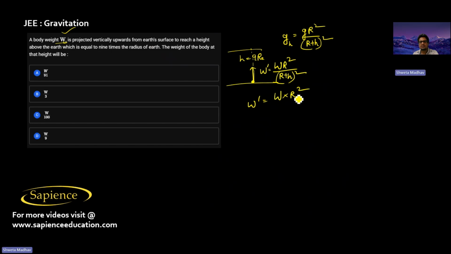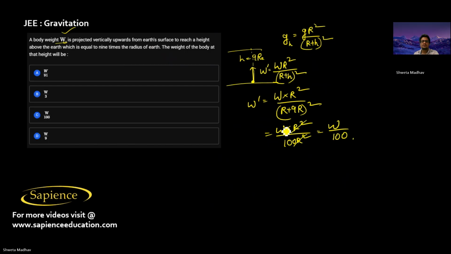Which is equal to W into r square by r plus 9r, which is r plus 9r whole square. So this is W into r square by 10r whole square, which is 100 r square. So the r square will cancel. So option C is the correct answer.